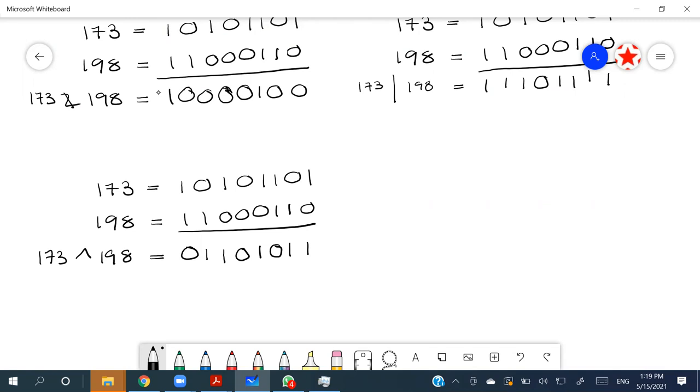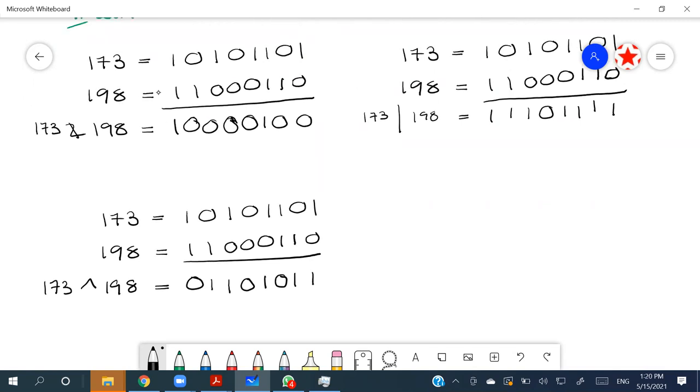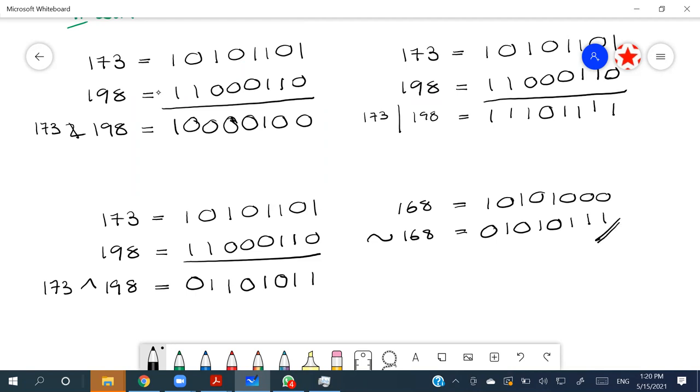And as the final one, I was asking the NOT 168. So 168 can be written as 101 001 000. So NOT 168 will give you 01 01 0 1 1 1. Right. So that is the representation.